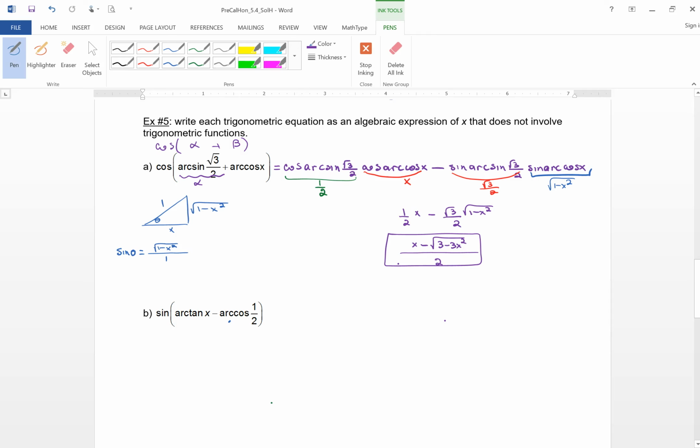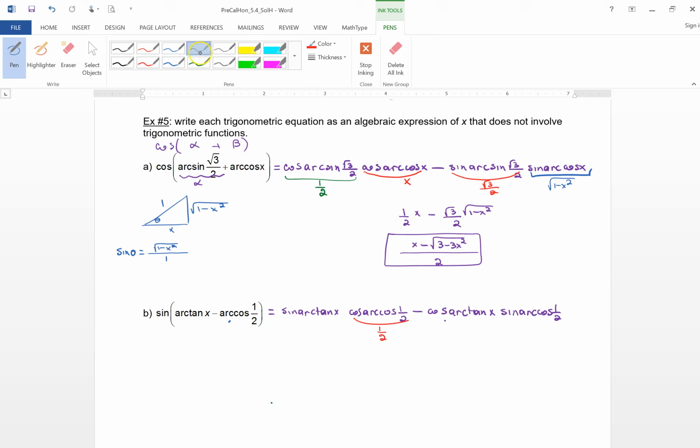All right, let's do one more. We're going to expand this. This is sine of alpha minus beta. So it's sine, cosine, cosine, sine. So we have sine of arc tangent of x, cosine of arc cosine of x over 2, minus, sorry, it's sine, cosine. Minus cosine of the first, sine of the second. Now the only thing we can simplify right off the bat here is this one, which gives you 1/2.